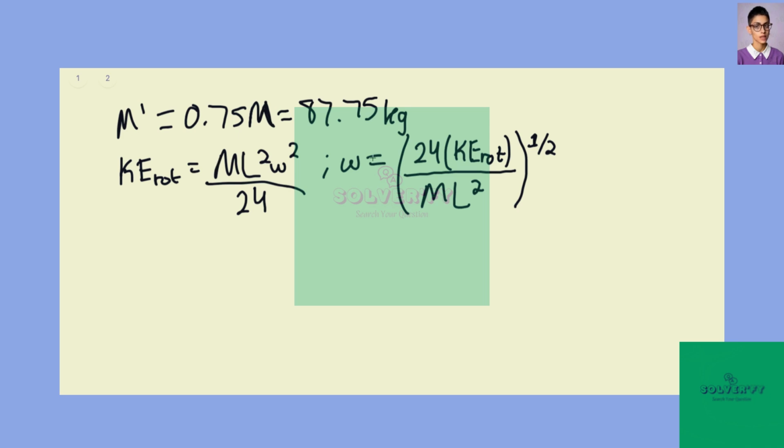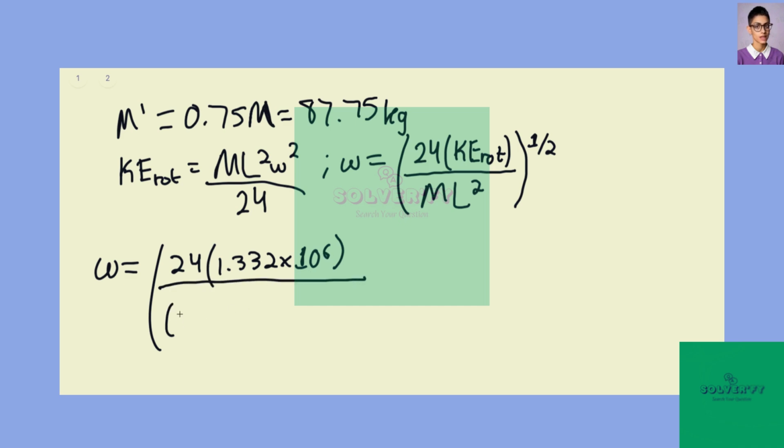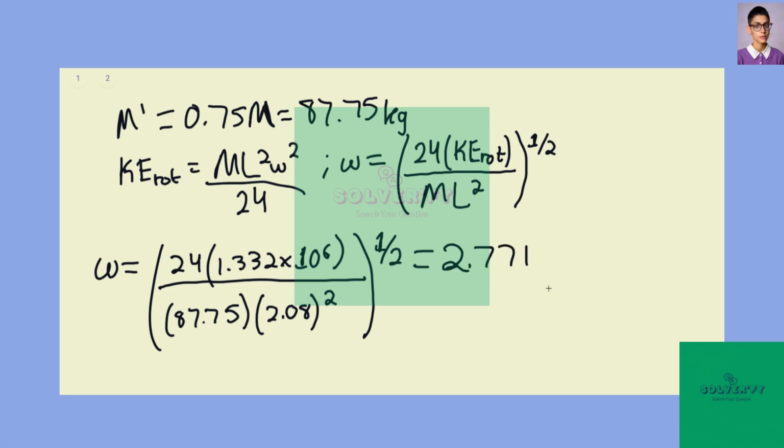So at this point, we can then solve and say that omega is equal to 24 times 1.332 times 10 to the 6th, all over m, which is going to be 87.75 times L, so 2.08 squared, all to the half power. And we find that this is going to equal 2.771 times 10 to the 3rd radians per second.